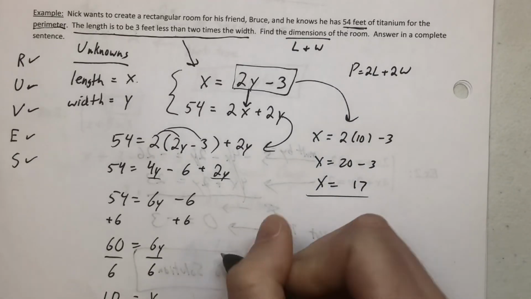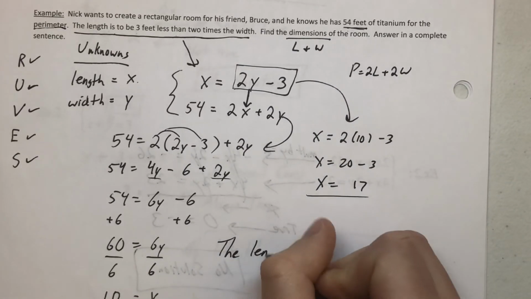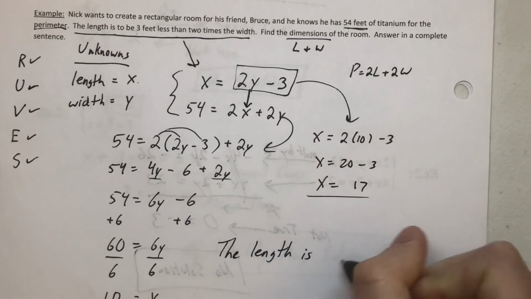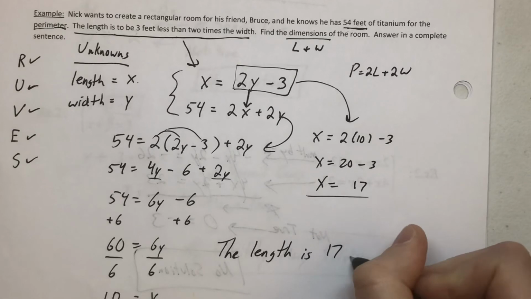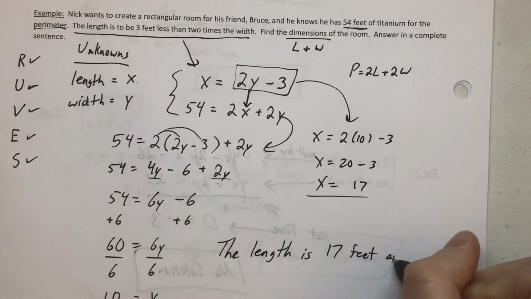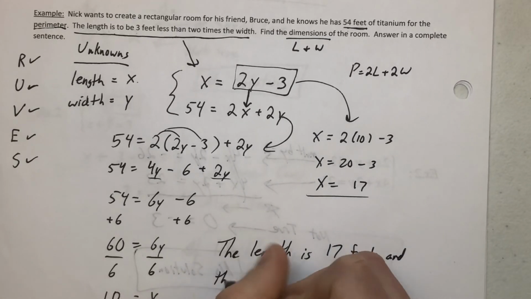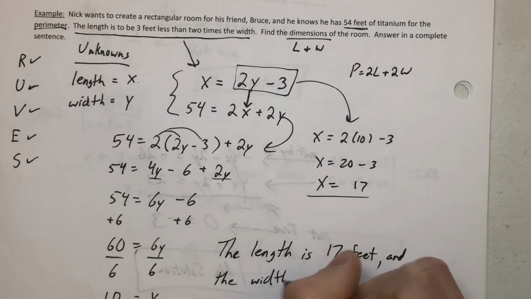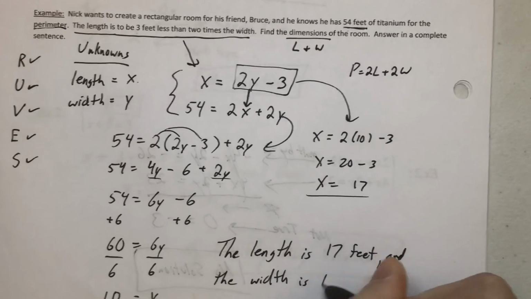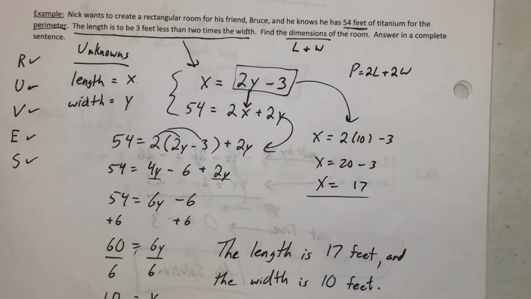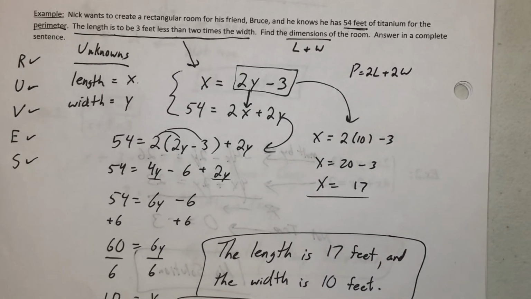So we can say something like the length is, so the length was x, x is 17, so 17 feet. And the width is, well, the width was y, and y is 10. So 10 feet. There we go.